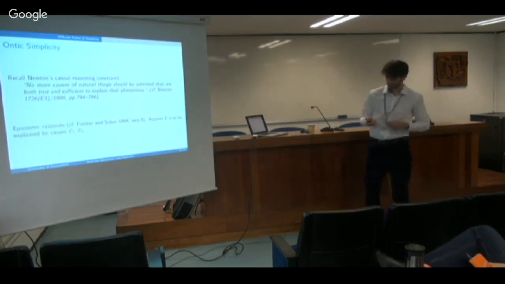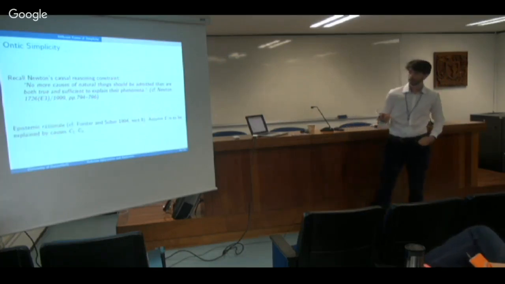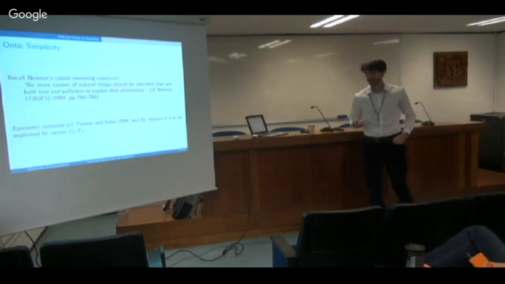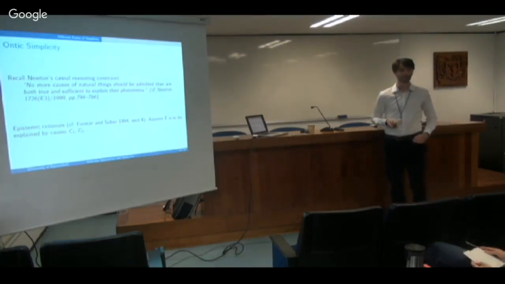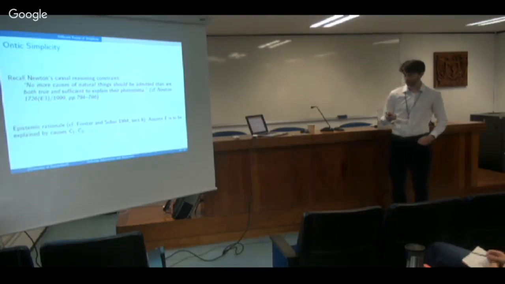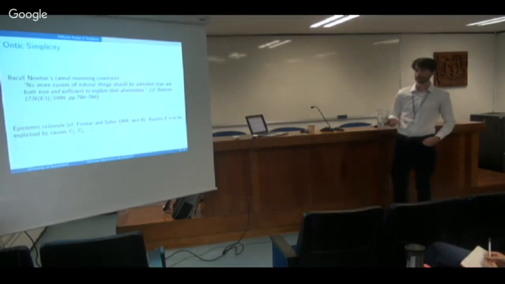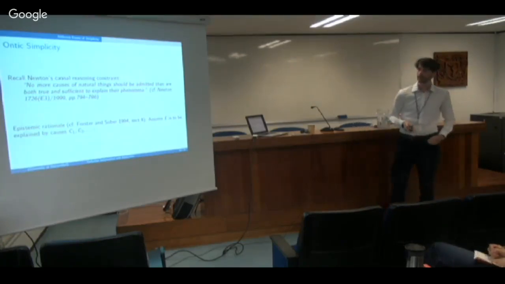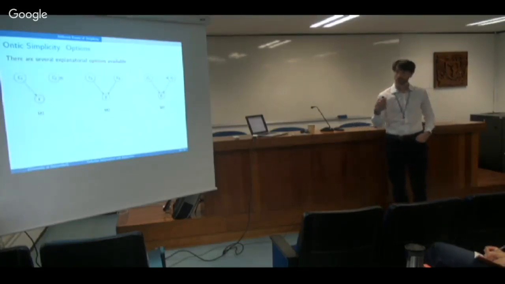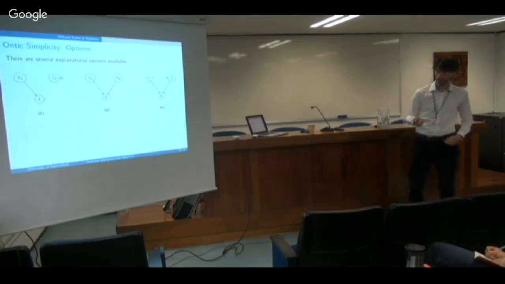We don't need the quote from Newton here. The important point is what Newton says, that no more causes of natural things should be admitted than are both true and sufficient to explain their phenomena. You can, in a toy model, describe it as follows: you have some fact E, and you want to account for E with the help of an explanation, and you can do so with several causes. Let's assume we have a two-cause toy model for explaining E, and then we have several causal models we can build upon.